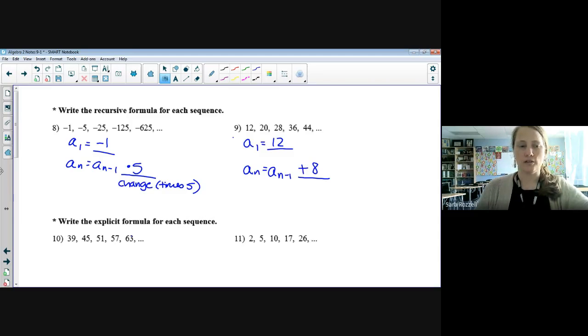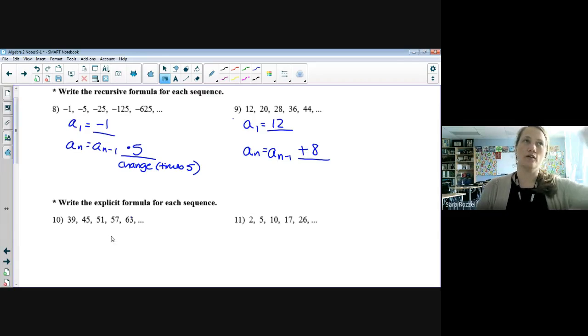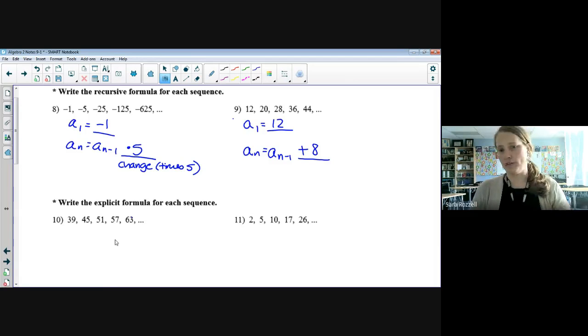Okay? So let's see if we can figure out some explicit formulas. These take a little bit more guess and check to see what the pattern is between them. So first I want to see what we got going on. I'm going to write the term number underneath because if I plug a 1 into the formula I'm going to get a 39. If I plug in 2, I need to get 45. If I plug in 3, I need to get 51. Okay, so these are the term numbers. I'm just putting them underneath.